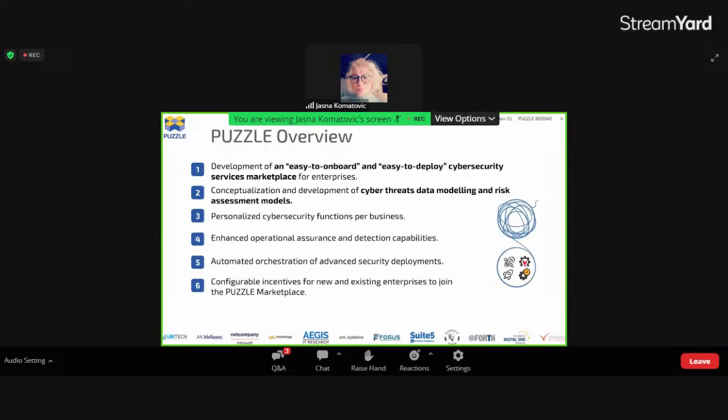So as an overview, as you can all see, we have summarized the most important parts in several points, such as development of an easy to onboard and easy to deploy cybersecurity services marketplace for enterprises, conceptualization and development of cyber threats and data modeling and risk assessment models, personalized cybersecurity functions per business, enhanced operational assurance and detection capabilities, automated orchestration of advanced security deployments, tools and mechanisms for continuous cyber warfare trainings and cyber technology development.